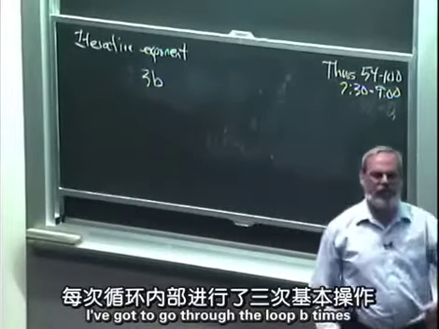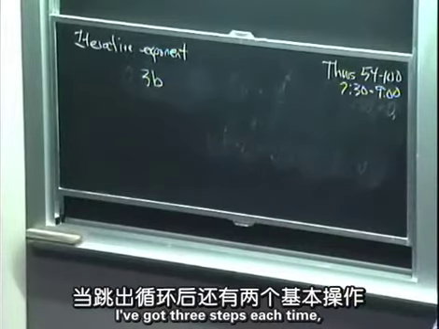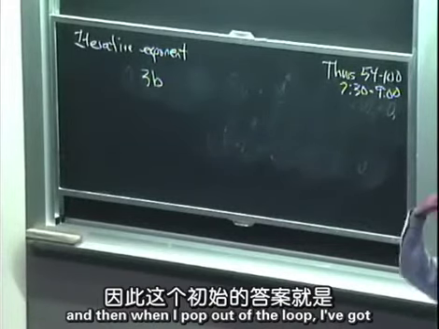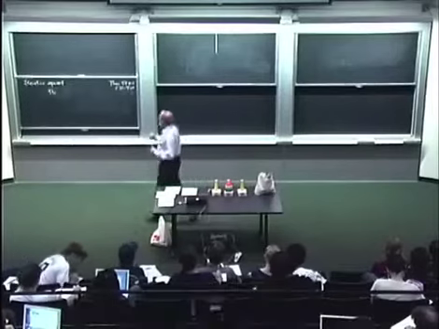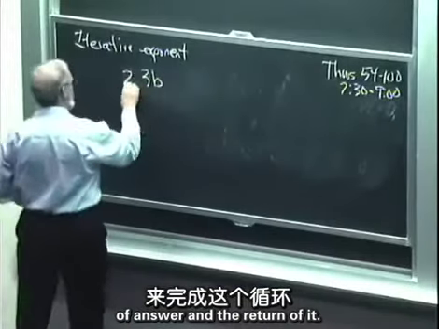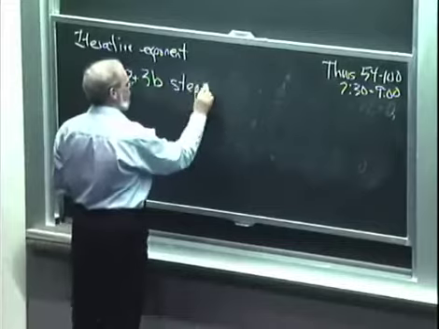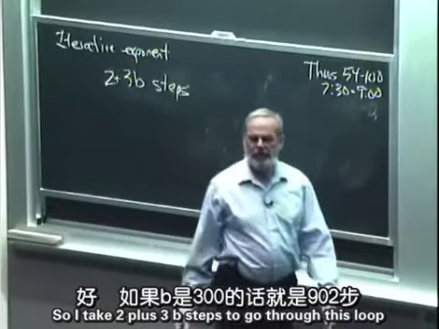All right, I got to go through the loop B times. I got 3 steps each time. And then when I pop out of the loop, I got 2 more steps. All right, I got the initiation of answer and the return of it. So I take 2 plus 3B steps to go through this loop.